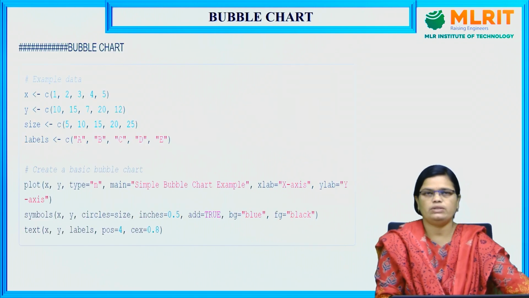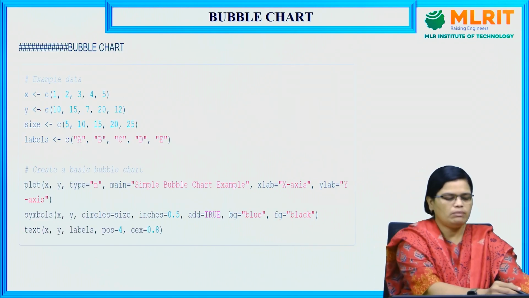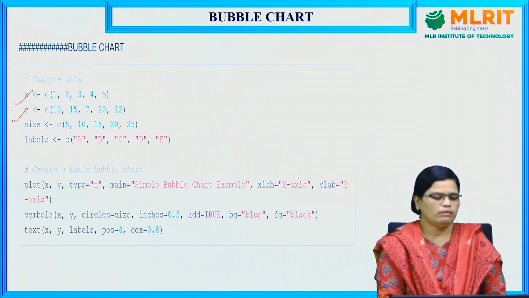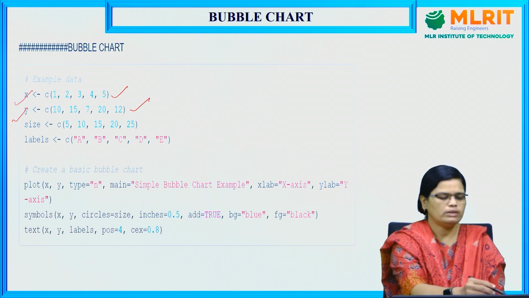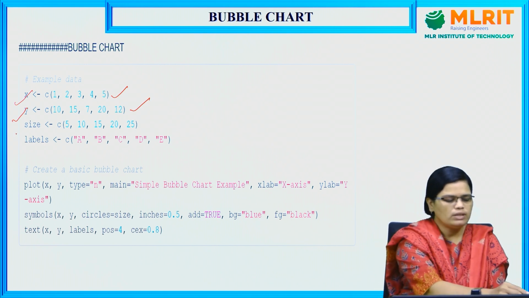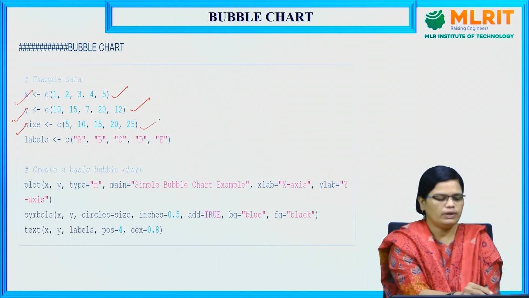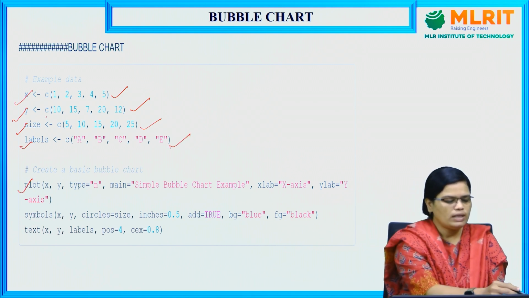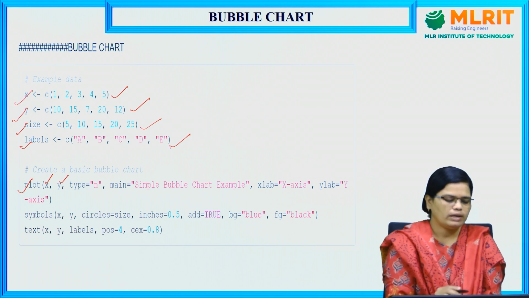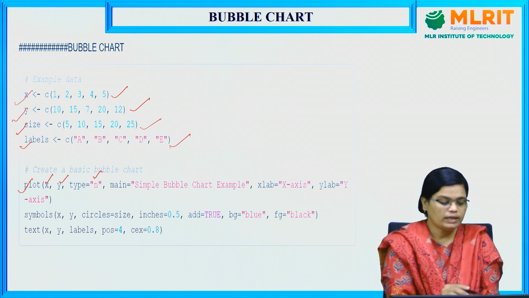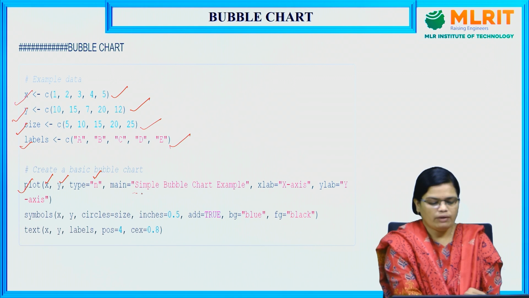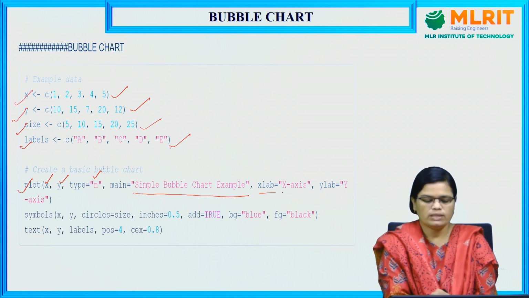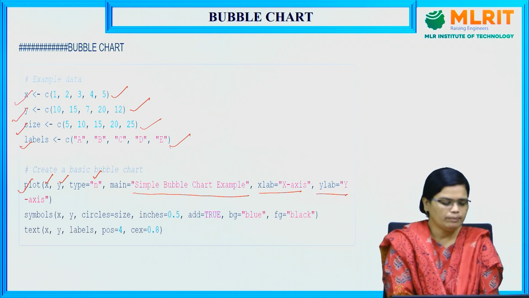Next visualization we are going to discuss is the bubble chart. For the bubble chart, we are generating the x vector and the y vector. We are assigning the values into the x vector and the y vector. And for the size, we have taken a different vector, and for the labels, we have taken a different vector. In the plot, we are assigning the x vector and the y vector. We are taking the type as n, and we are assigning the name to the main function as simple bubble chart example. We are assigning the x label name and y label name.